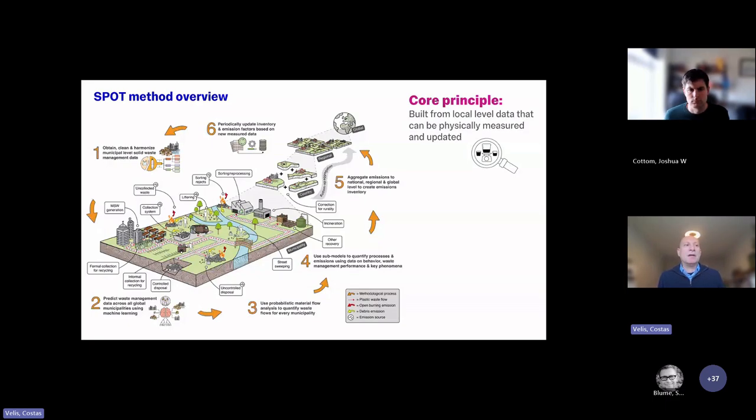So it starts with methodologies and data collection procedures that feed data on a local level, on municipality level, on local authority level. And by working on that, the results can be aggregated to any level, national, regional, and so on.